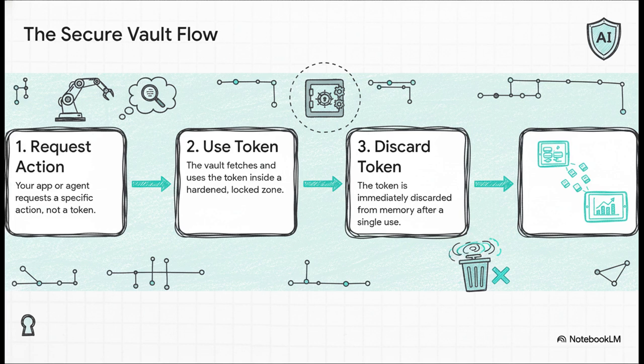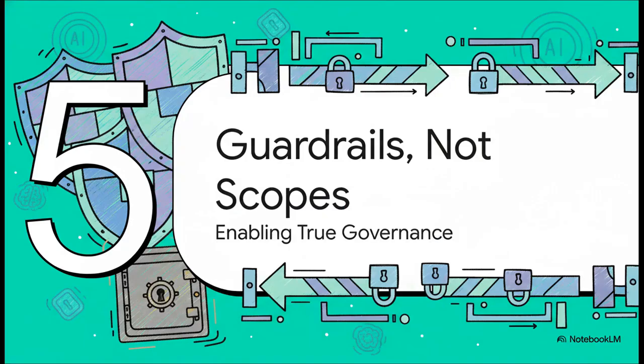Step 2, it uses that token for that one single API call. And then, and this is key, it immediately throws it away, wipes it from memory. And finally, step 3, only the data, just the pure data from that API call gets sent back to your app. The token itself, it never, ever crosses that security line. But what's really cool is that this model isn't just about plugging a security hole. It actually enables real governance, real control, way beyond what you can do with a traditional approach.